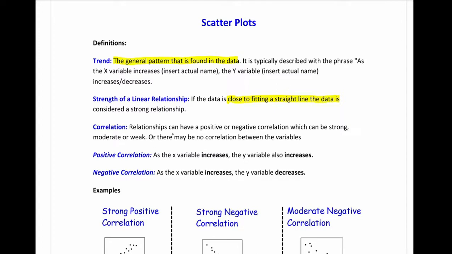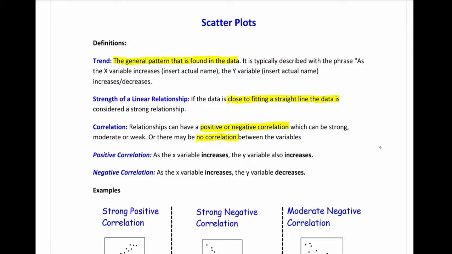Correlation refers to the general direction, right? So the shape of relationships can have a positive or negative correlation, which can be strong, weak, or moderate. So again, how well does it fit a straight line? And there can also be scenarios where you have no correlation between the variables.